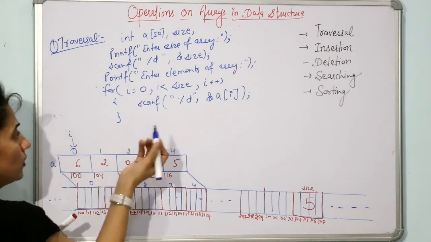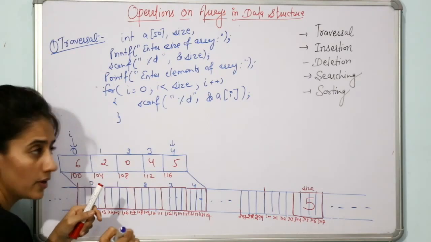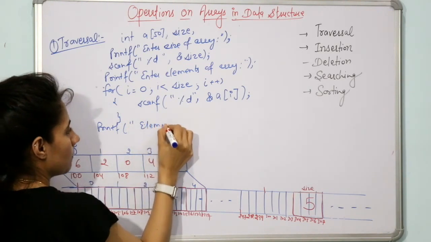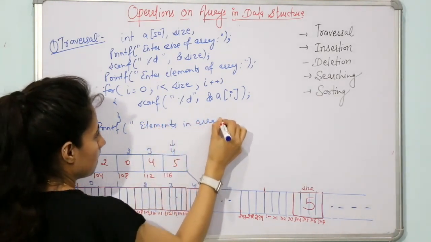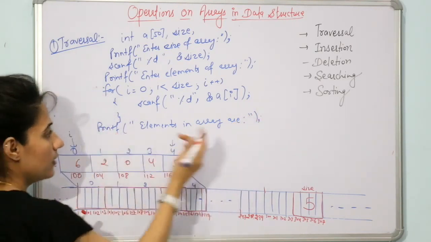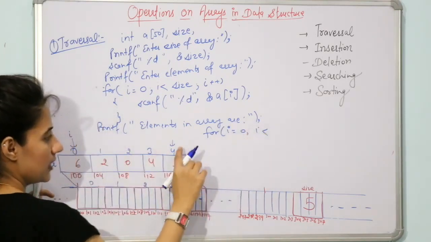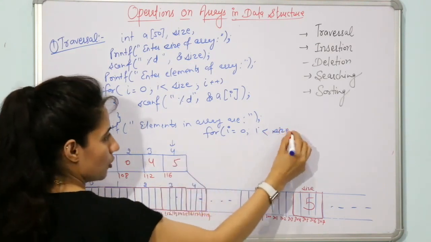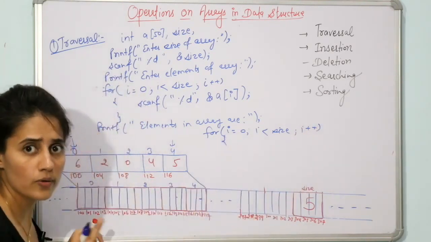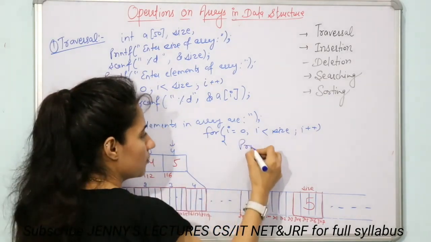Fine. So for printing you will write one for loop. Again a for loop would be there. I would be from 0 to 4. Fine. So you can write here printf elements in array are. After printf you will write one for loop. I would start from 0, I would be less than size, or you can say less than or equal to size minus 1, I plus plus, and here within this for loop you will write what? Now we are going to print the array. So you will not write scanf, scanf is for taking input, you will write here printf.